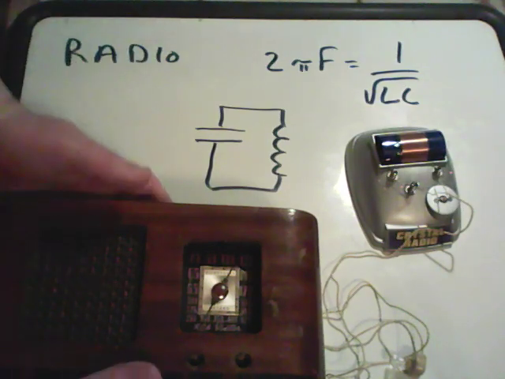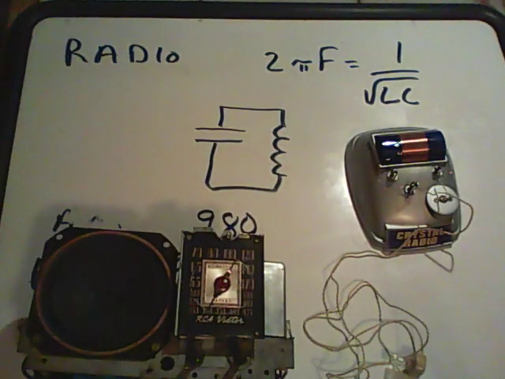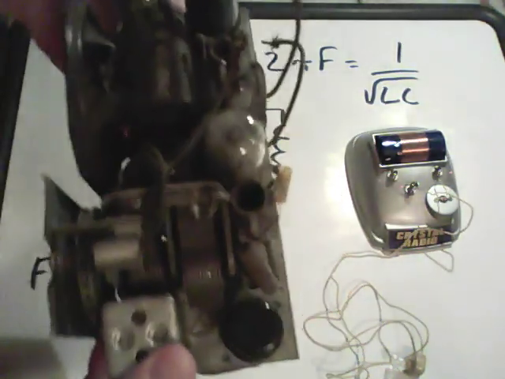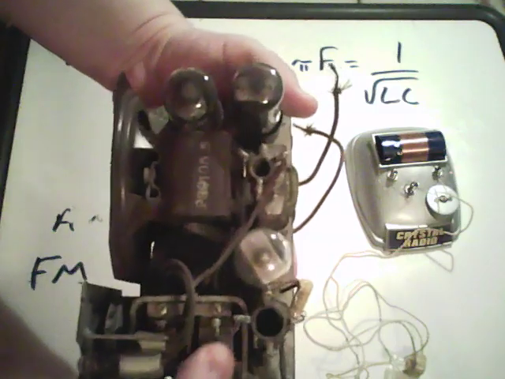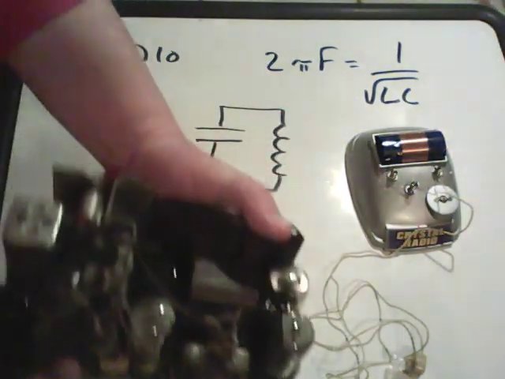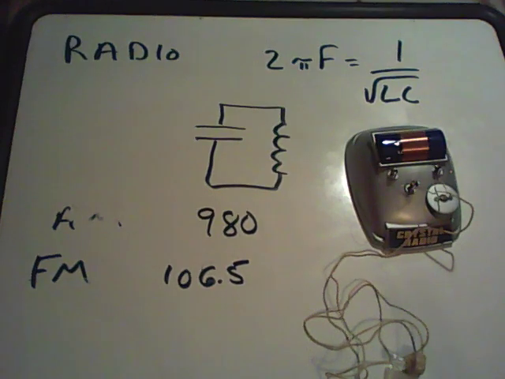Slightly more complicated, antique radio. If I take away the cover and look inside once again, the tuner is a variable capacitor. Over here in the back, this loop of wire is the inductor. Everything else is used to amplify the sound of the radio.